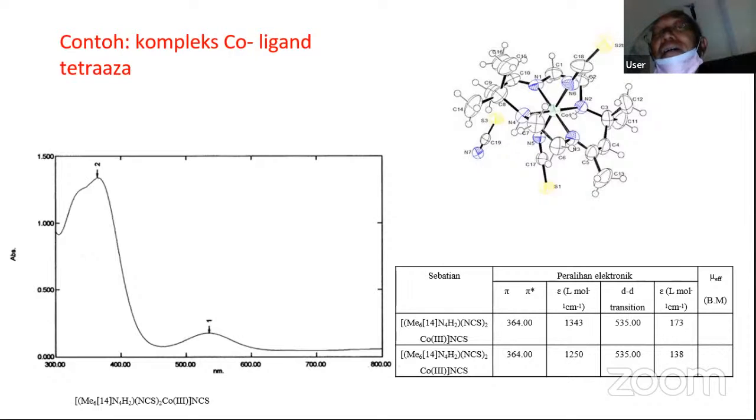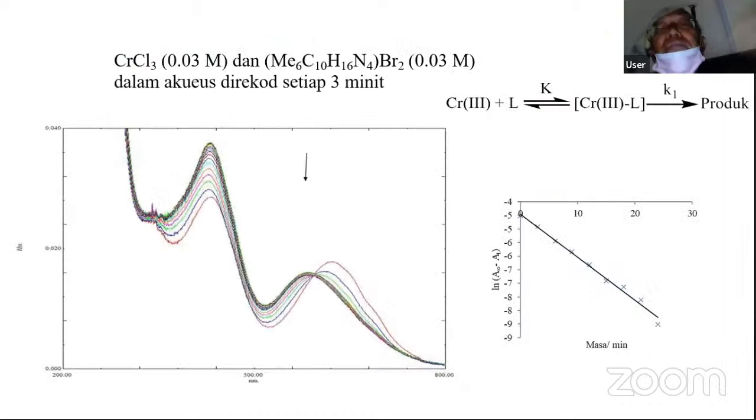Suddenly I forget the terminology here. But anyway, you can have the ligand bonded through the isothiocyanate nitrogen. You can have the ligand bonded through the sulfur. So either sulfur attached or nitrogen attached. Okay, so next slide, you will see how we study the reaction. Again, we use UV.